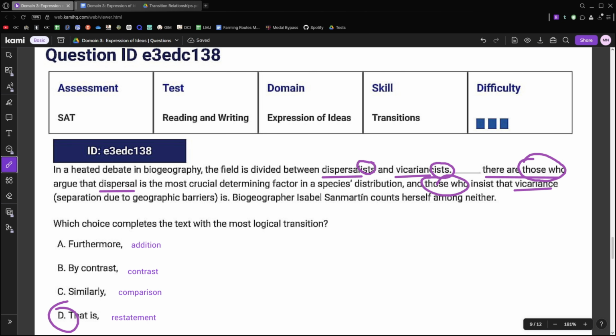The answer is D. Real quick, let's prove the others are wrong. A, we're not adding on new information. B, we're not saying two opposite things. C, we're not comparing two things. That's why it's not A, B, or C. But we are restating something. That's why it is D.